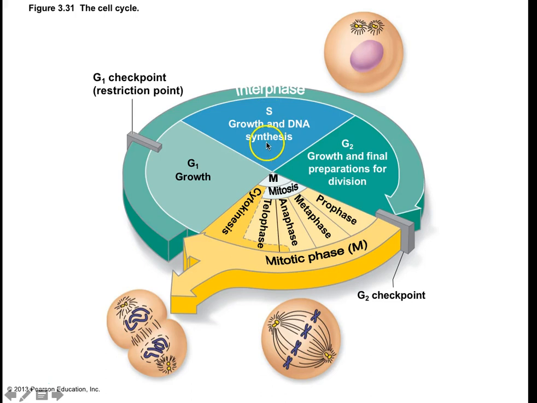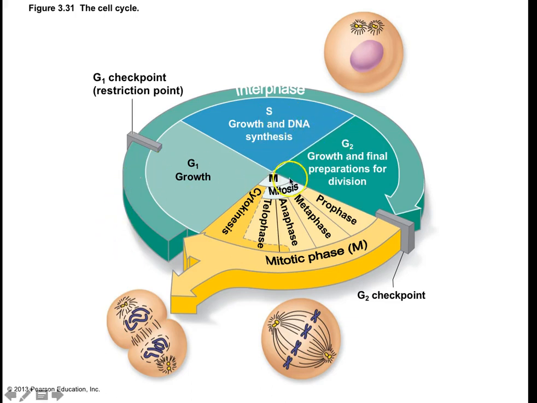It stands for synthesis, but what really is going on in S is that the DNA, the chromosomes, the genes are going to copy themselves. DNA replication occurs, and that has to happen right before the cell divides so that each cell will have a full complement of chromosomes. We have 46. So in this S phase, that 46 chromosomes are going to duplicate themselves, and now you actually have 92 chromosomes. Now you don't have that for long.